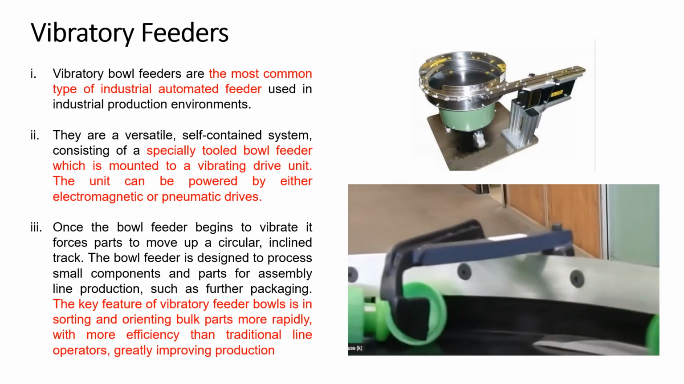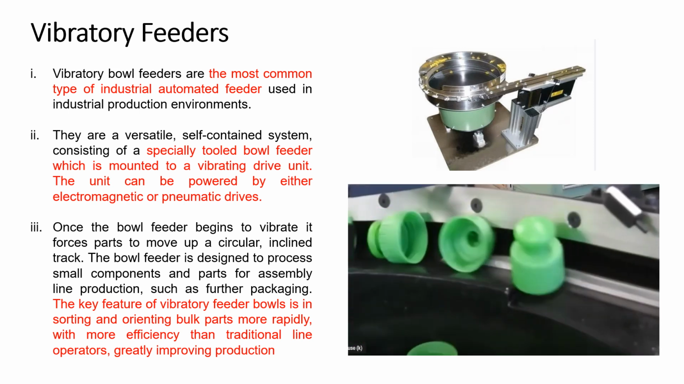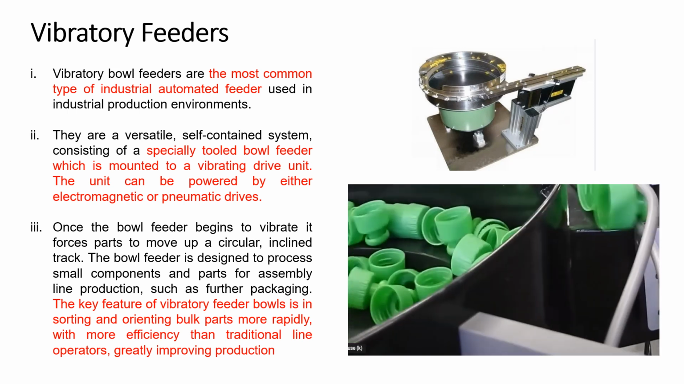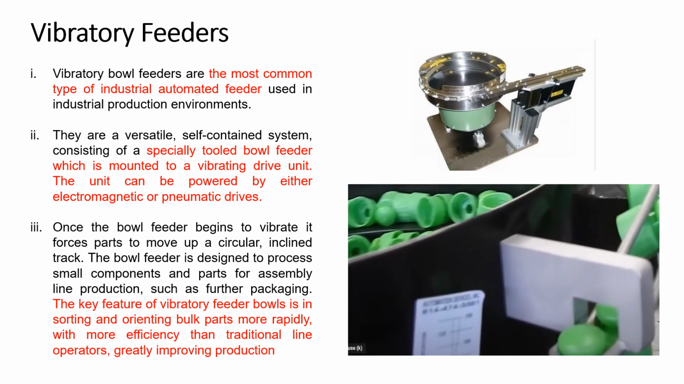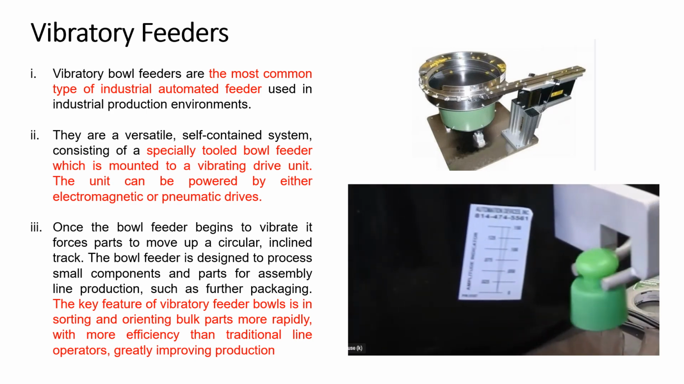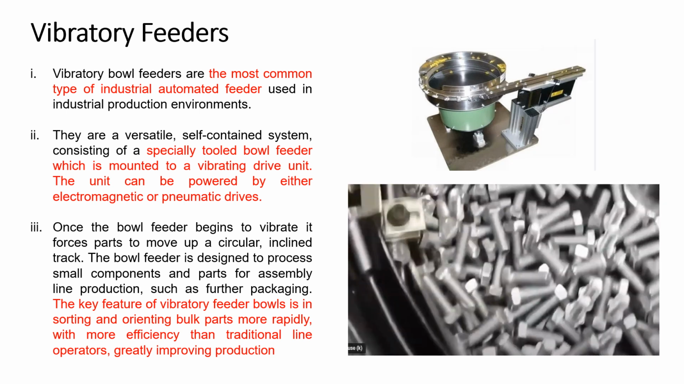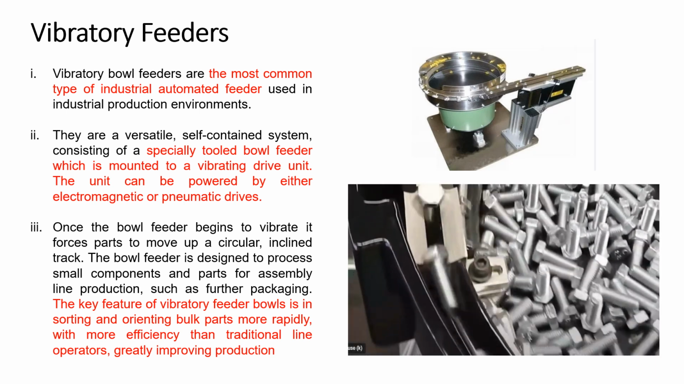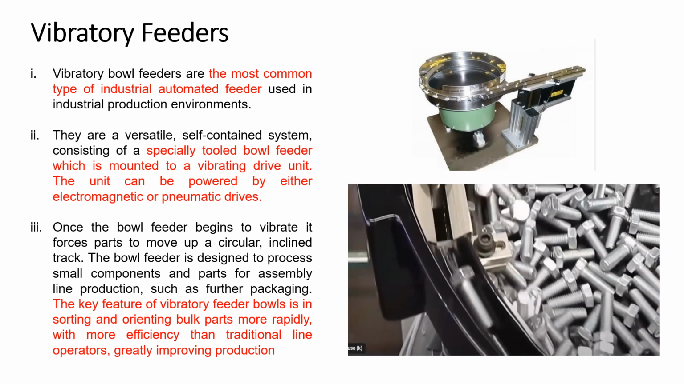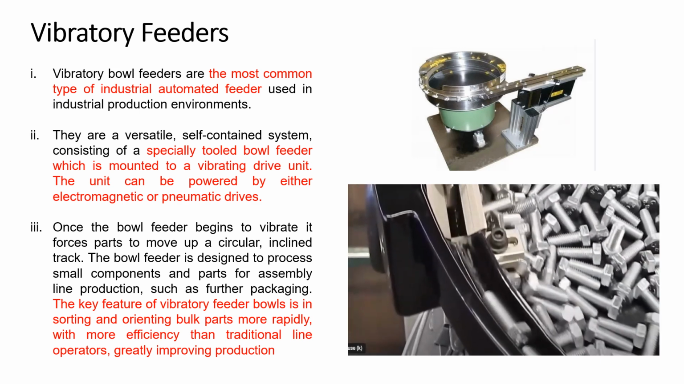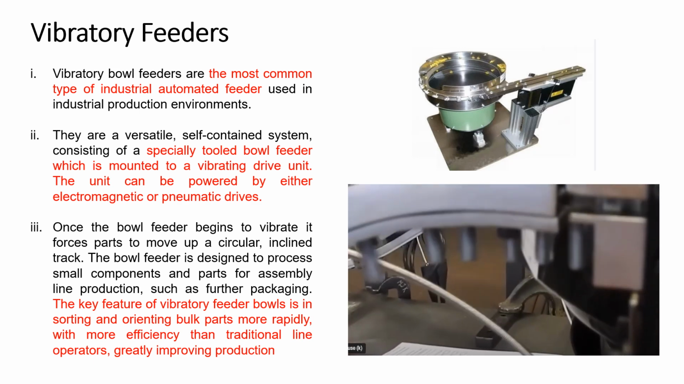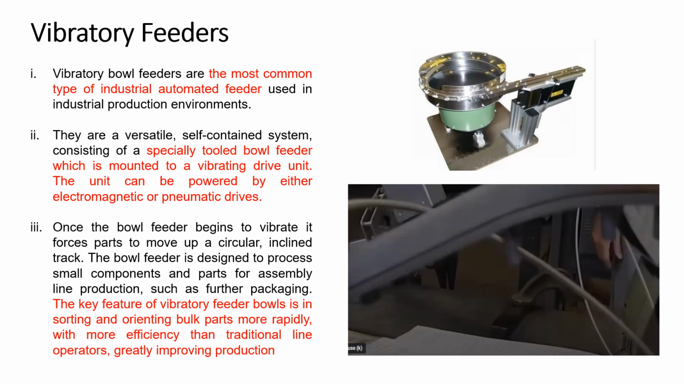Then we have the vibratory feeders, as I explained. We can see in this video how they are getting separated out. These bolts are there, they are getting vibrated, and each bolt is getting separated out so that we will get a bolt at a constant feed and in the proper required orientation.